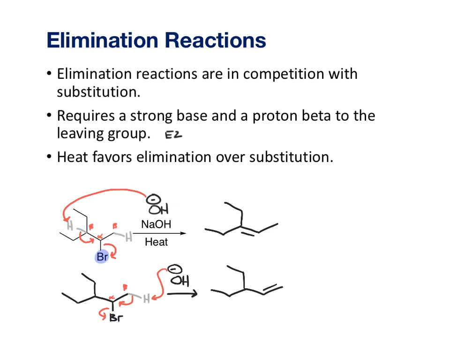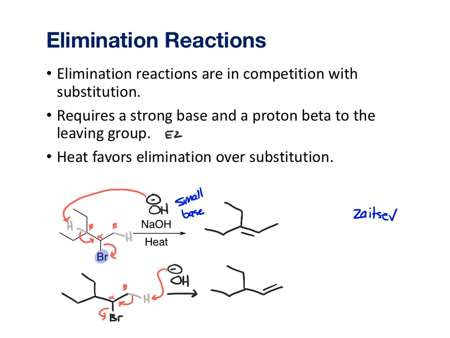And there's the product. So when you have multiple products that can form, in general, when you use a small base like hydroxide or an alkoxide, the major product is the more substituted double bond, and that is called the Zaitsev product.